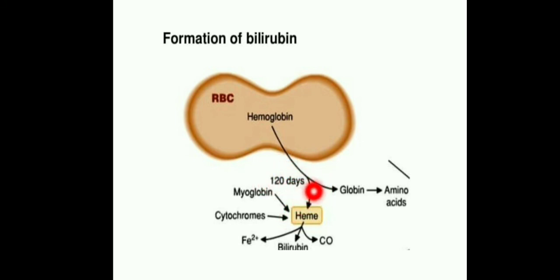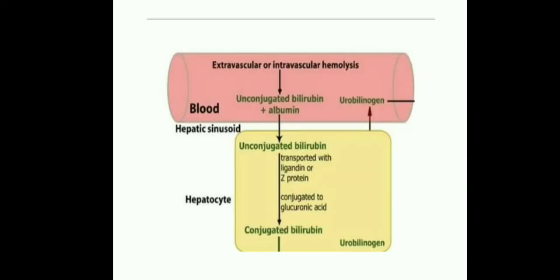It contains myoglobin, cytochromes and bilirubin, and everything is there. Here, this is about the formation of bilirubin from hemoglobin or heme. Look at this picture: extravascular to intravascular hemolysis. Here the blood, and then unconjugated bilirubin is mixed with the albumin.